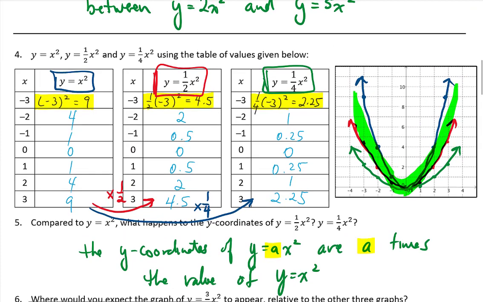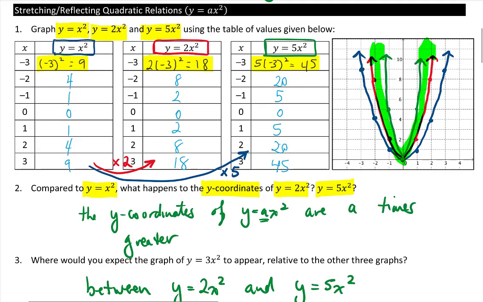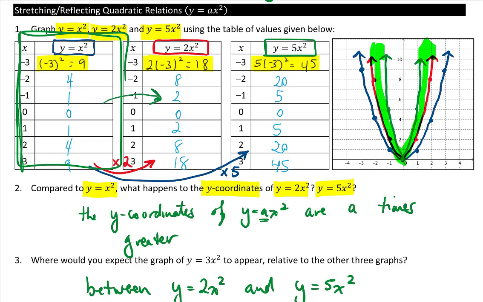Starting with y equals x squared, this chart here, we see that compared to this chart, these values are getting smaller. So that's a compression. Similarly, these are getting smaller. So that's a compression relative to y equals x squared. Whereas with the ones we started with, if we compare to y equals x squared, these numbers got larger, so that's called a stretch. And these numbers were larger, so we call that a stretch relative to y equals x squared.